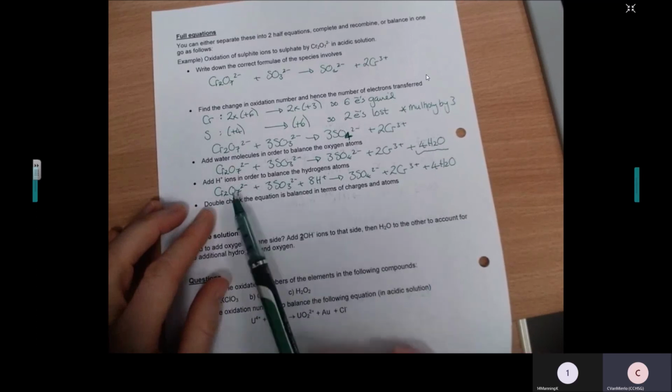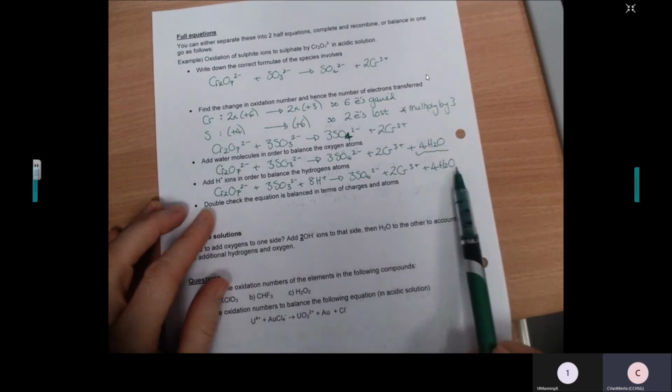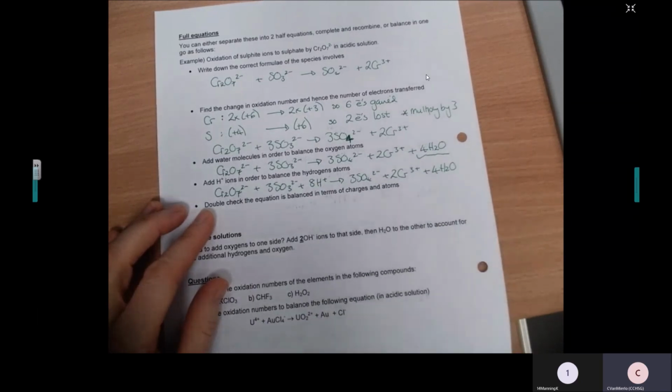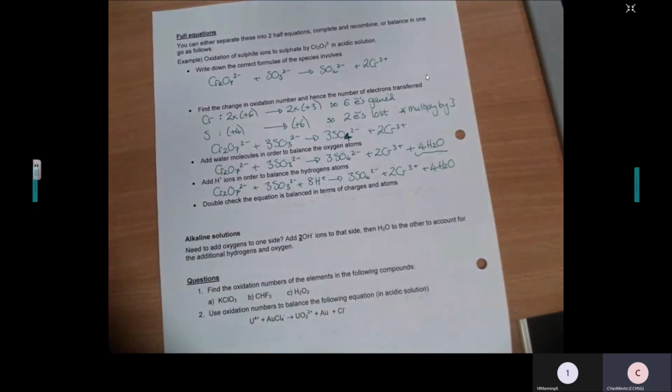2 Crs, 2 Crs. What was it? 16 O's. 7 add 9 is 16 O's there. Then we've got 12 add 4 is 16 O's there. 8 H plus and 8 H's over there. All right, so this time that has come up with the overall equation. Now we'll have a go at the ones at the bottom in a minute.